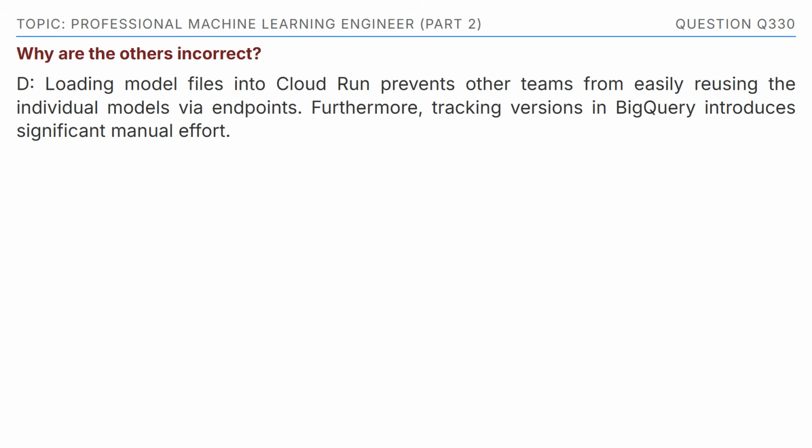Why are the others incorrect? D. Loading model files into Cloud Run prevents other teams from easily reusing the individual models via endpoints. Furthermore, tracking versions in BigQuery introduces significant manual effort.